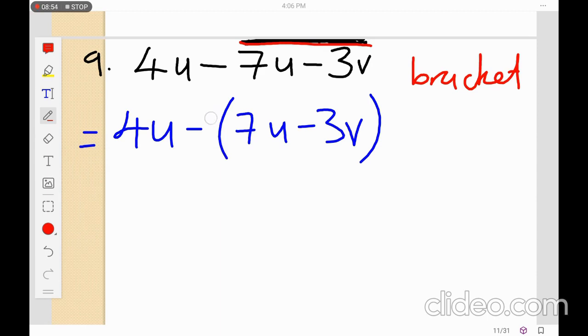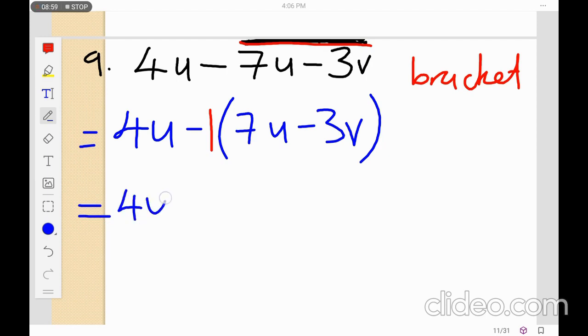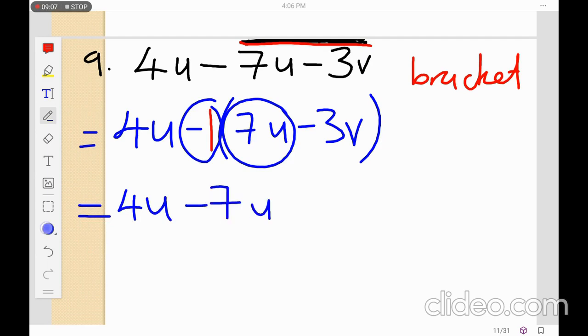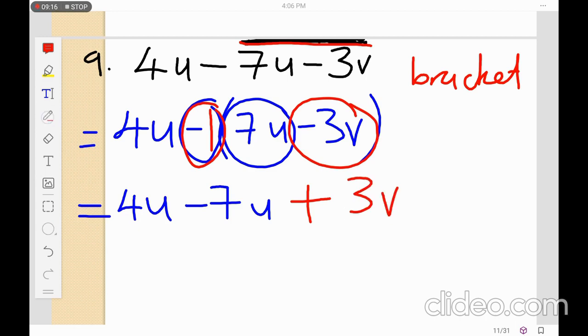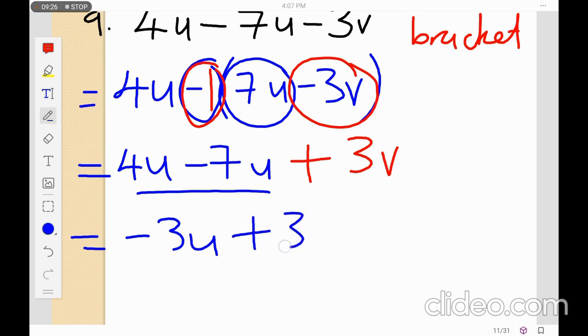Removing the bracket, it's like we have 1 here. Okay, so I'm going to multiply 4u minus, so minus 1 times minus 7u. What do we get? We get minus 7u. Okay, then minus 1 times minus 3v, there we get plus 3v. Okay, now let's simplify that. Simplifying that, we get u and u, we can solve there. I can get minus 3u plus 3v. Okay, then rewriting it starting with the positive, I can have 3v minus 3u is the final answer.